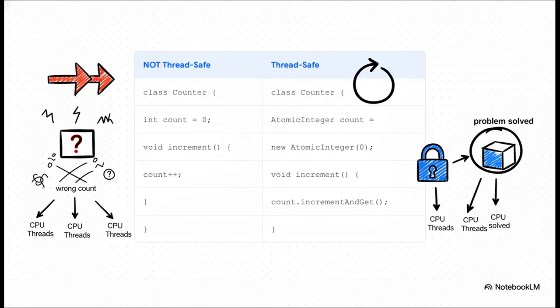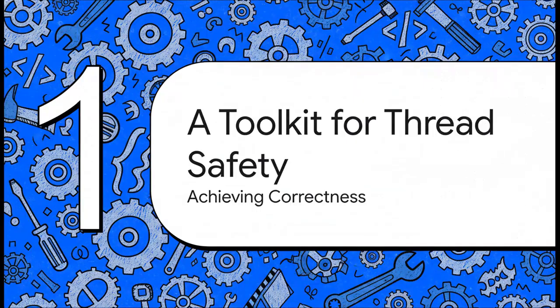The thread-safe version on the right uses something called an atomic integer, which guarantees that the entire read-add-write operation happens as a single, indivisible step. No interruptions allowed. Problem solved. Okay, so how do we actually fix these kinds of issues?